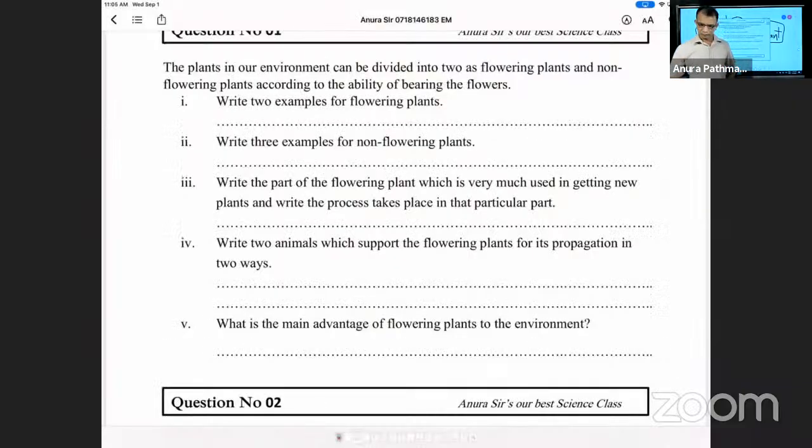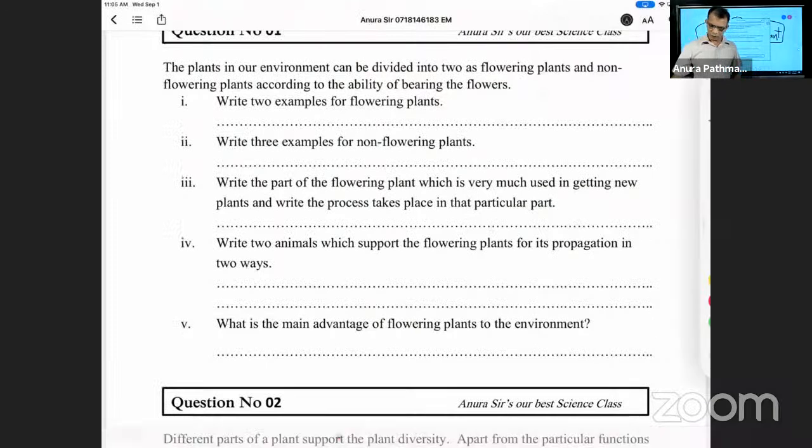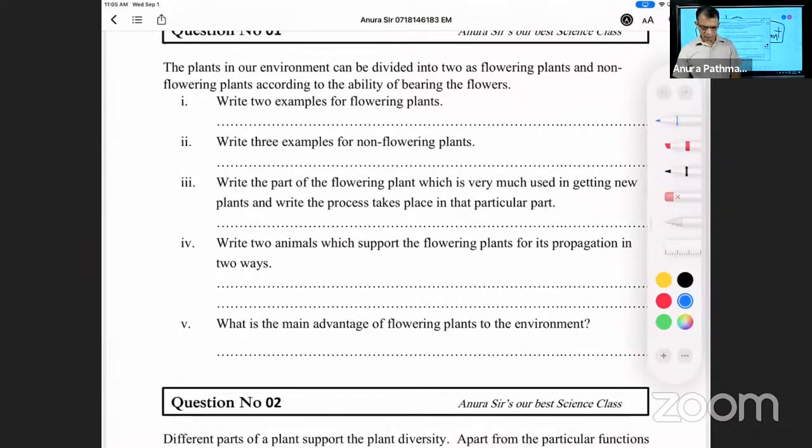Should I write the answers on the board? You think? Okay, sir. You want me to write? Yes. Right. I'm interested in mango, and I'm interested in very tasty food, cashew nut. Right? Write two examples for flowering plants. Coconut. So I write two. There is a mixture of friends today, right?